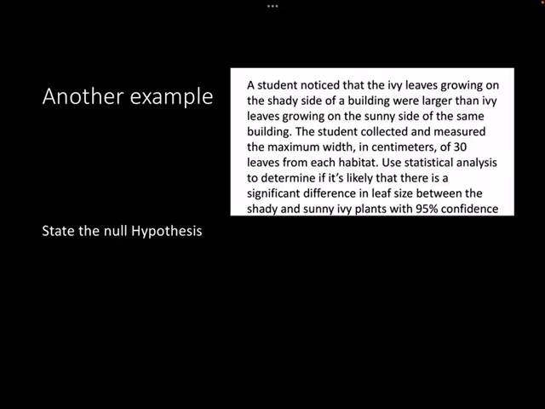So here's another example. A student noticed that the ivy leaves growing on the shady side of a building were larger than the ivy leaves growing on the sunny side of the same building. The student collected and measured the maximum width in centimetres of 30 leaves for each habitat. So using statistical analysis, can you work out if it's likely that there is a significant difference in the leaf size between the shady and the sunny ivy plants with 95% confidence? The first thing you're going to do is state the null hypothesis. So again, pause and see if you can write a null hypothesis for this question.